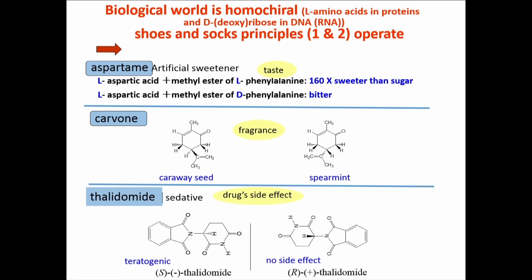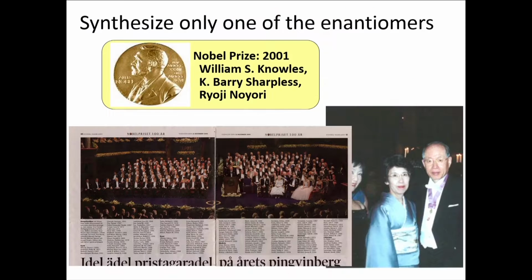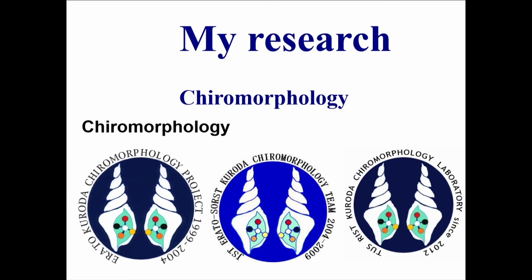So because of this, the FDA in 1992 made a new regulation for making pharmaceutical compounds. So this is Professor Noyori, unfortunately he's not here, and his wife, when he got the Nobel Prize. It is just like this. So it's important to make only one of the enantiomers by chemical reactions. It is so important. But my research, I don't have very much time to talk about my research, so you have to invite me back again, perhaps.